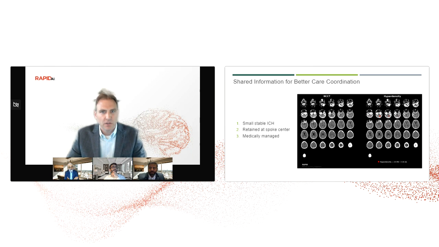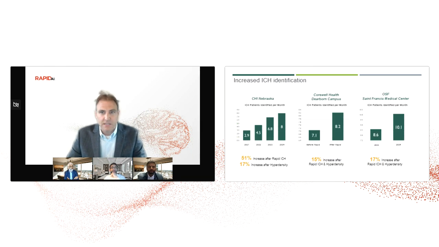And when we start looking at some of the data from all of your 3 facilities, you all have really similar results. This first slide shows that all 3 of you saw a significant increase in the number of ICH patients you identified after installing Rapid. Dr. Khan, why do you think that is? Why do you think that all 3 of you are finding significantly more ICH patients with Rapid than you did before?